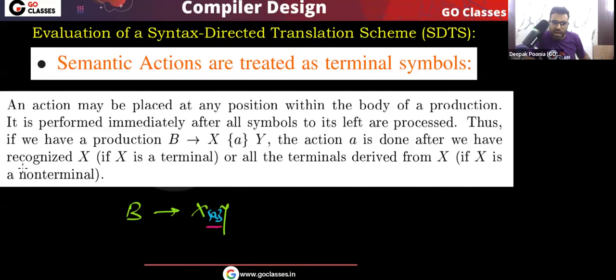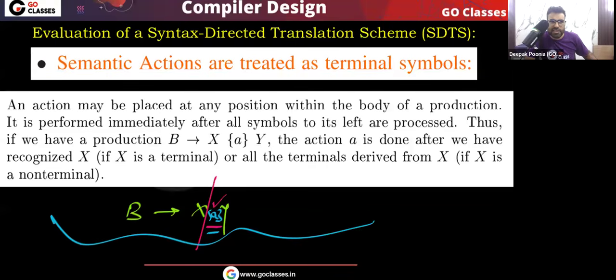After you have recognized X, or I can say after all the terminals derived by X have been recognized, basically once we are done with X, this semantic action A will be executed, before Y. So the position of the semantic action is telling you the order in which the semantic actions will be executed, and when this semantic action will be executed. I hope you understood.